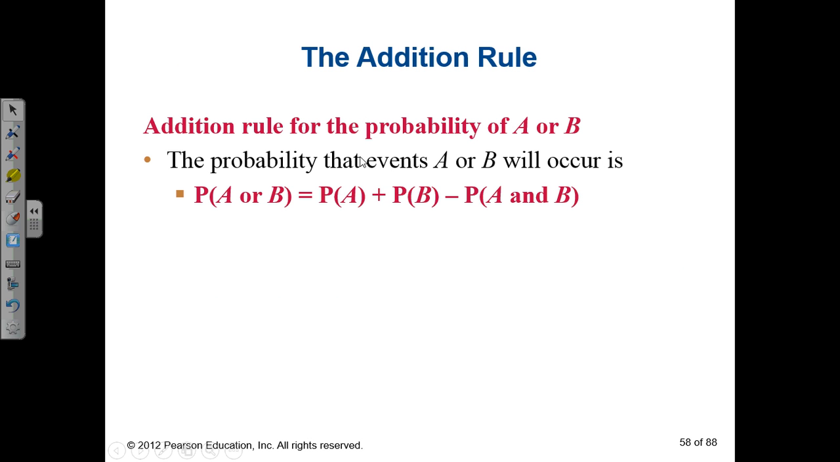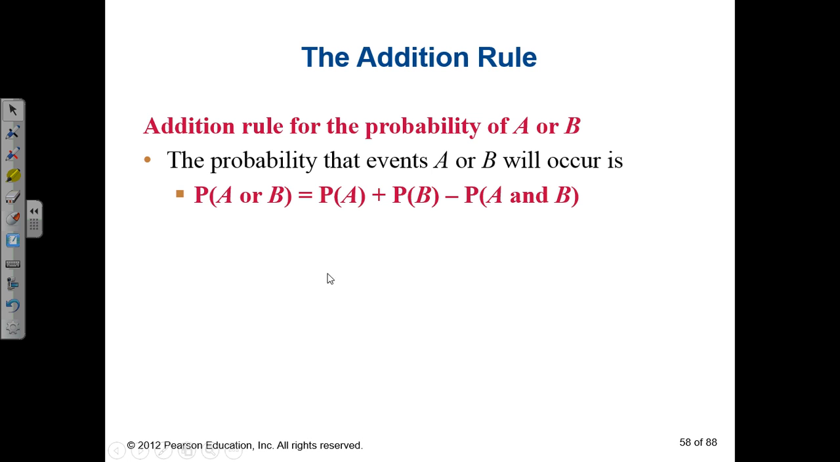The addition rule is used for finding the probability of A or B. When you say the word or, think addition. The probability that events A or B will occur, the probability of A or B, is equal to the probability of A plus the probability of B minus the probability of A and B.